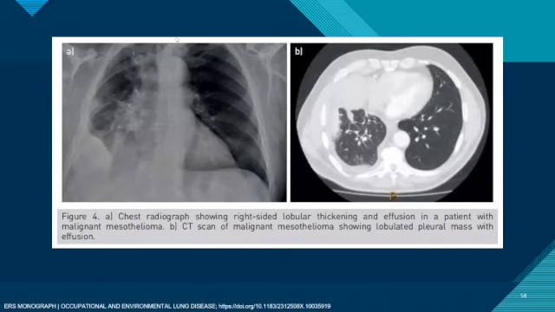So in figure A, we see a chest radiograph showing lobular thickening and an effusion in a patient with malignant mesothelioma. And the CT shows a pleural mass there with a small effusion and probable invasion of the pericardium.